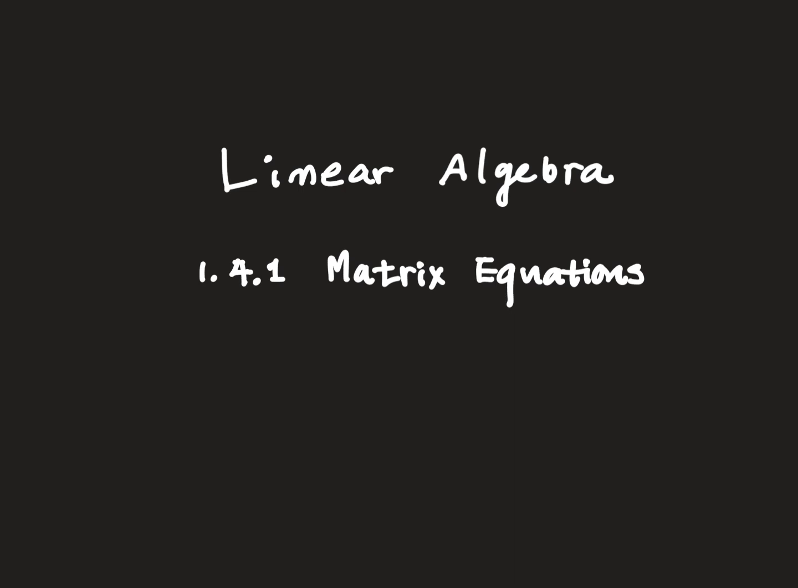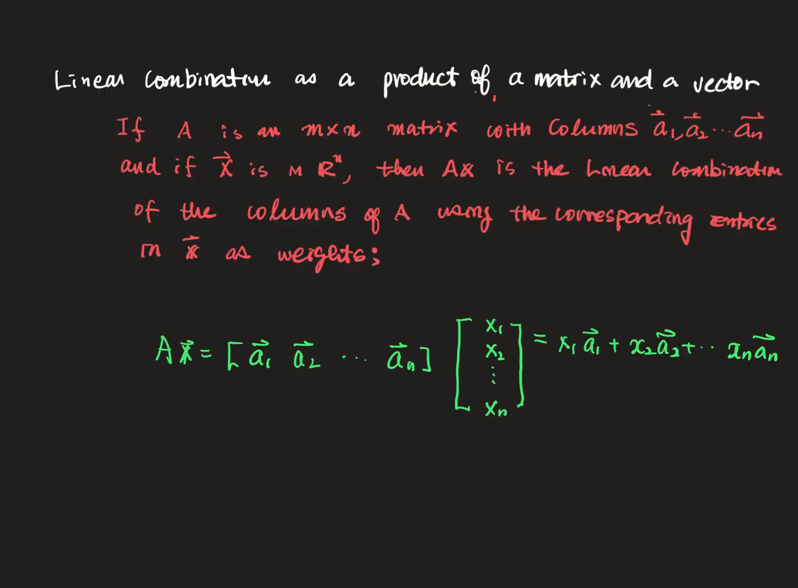This is linear algebra. We're going to do matrix equations. We're going to rewrite the linear combination as a product of a matrix and a vector. Look at this one. This is a matrix A. This is one row, and n columns.